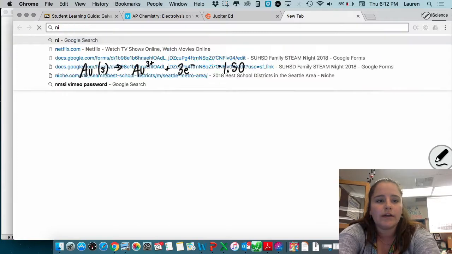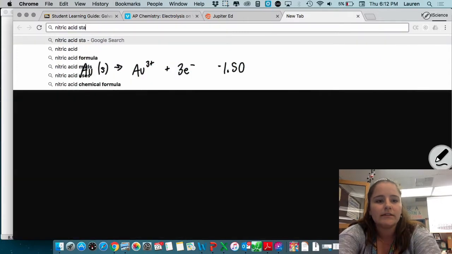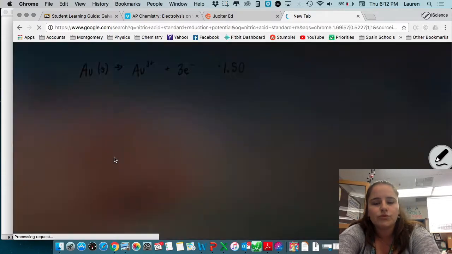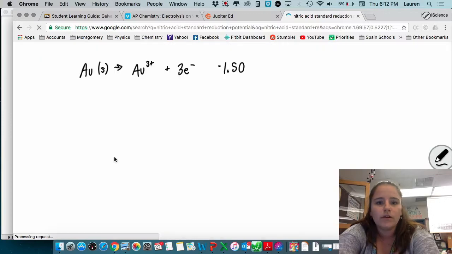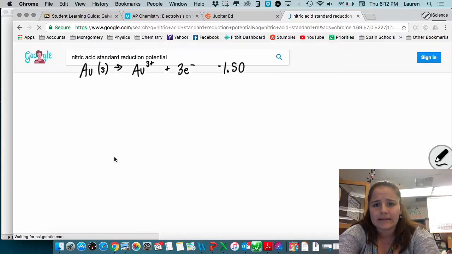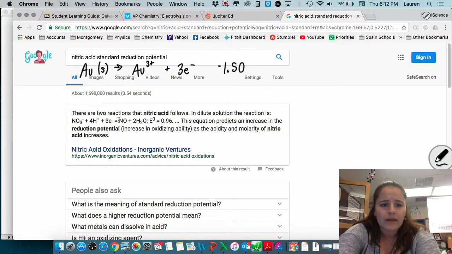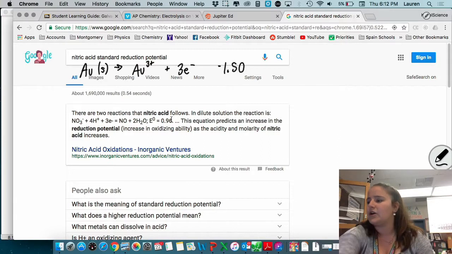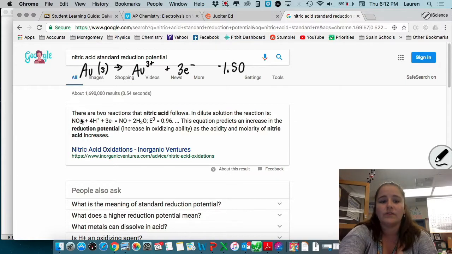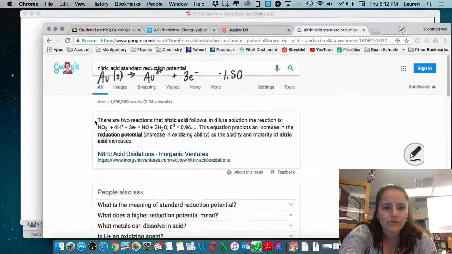Nitric acid standard reduction potential. It would be given to you on any test or anything. I just wanted to show you. There they give me the reaction, and its E naught is 0.96. So let me go back and write that. It's NO3 minus, because nitric acid is a strong acid, so it'll dissociate completely into ions.